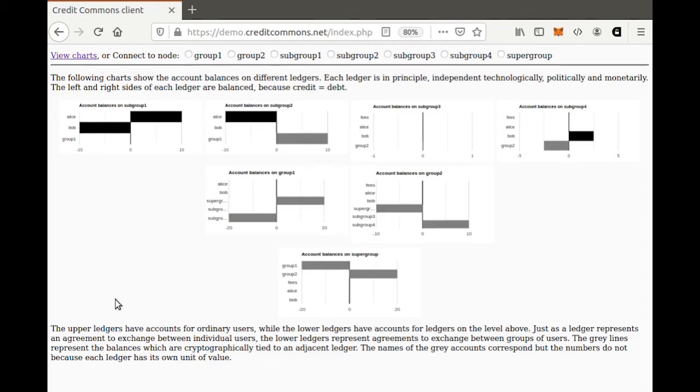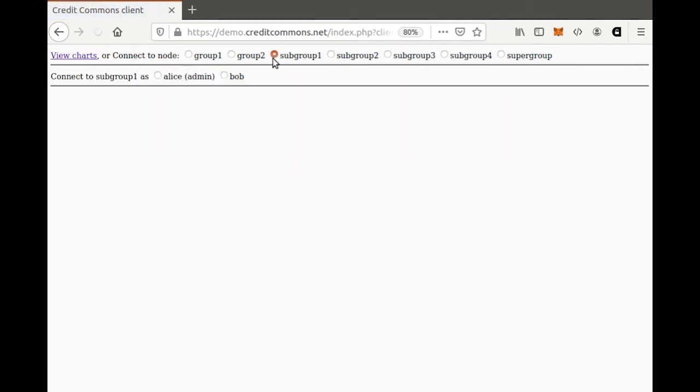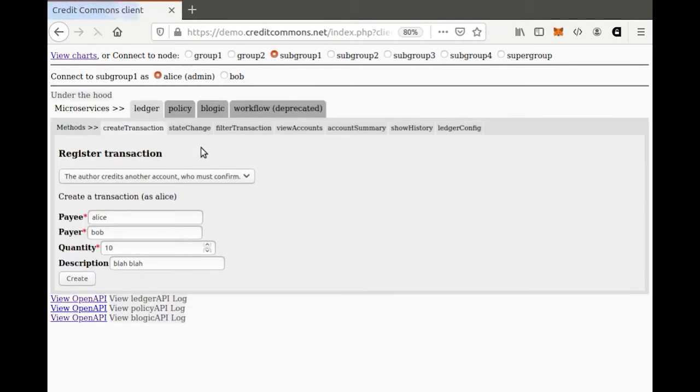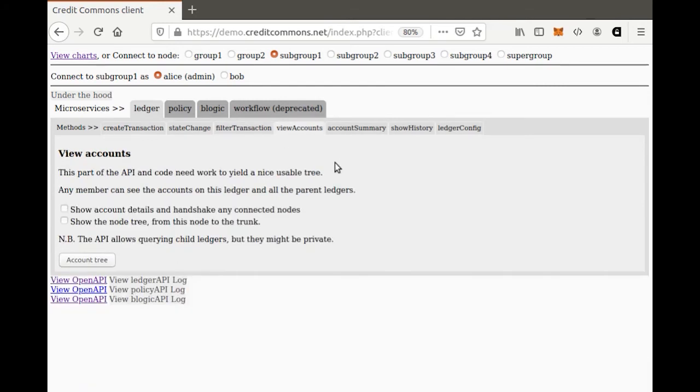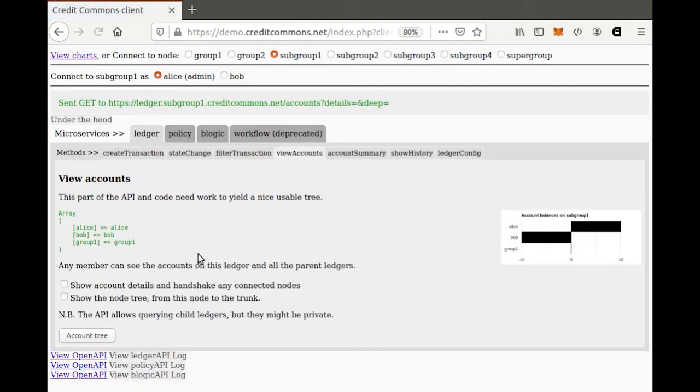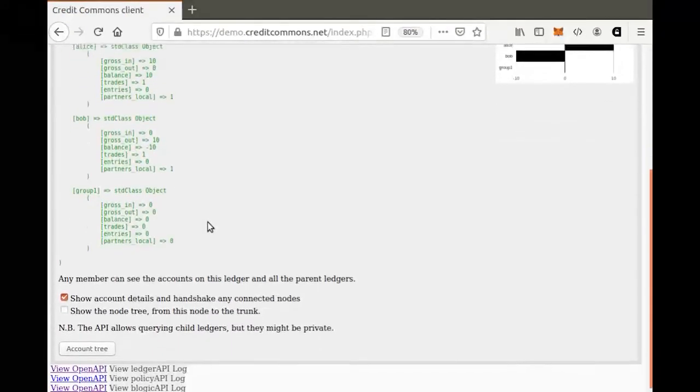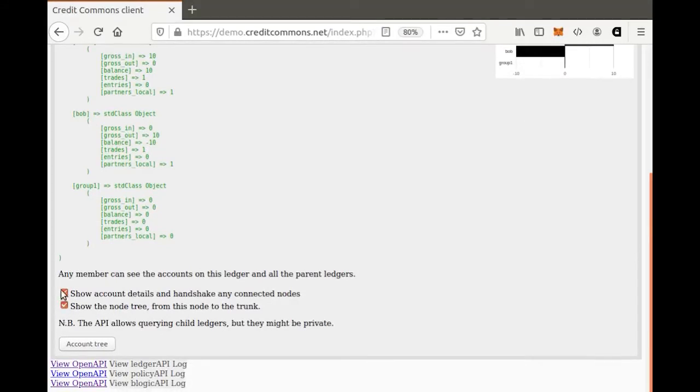So let's go back and have a look at some of the other microservices and methods. Here in the Ledger microservices, you can also filter transactions by any of these usual fields. You can view the accounts both locally but also in the tree. So there's the local accounts. We can see a bit more detail on those accounts. And we can also view them as a tree.